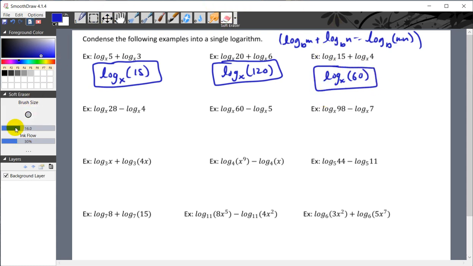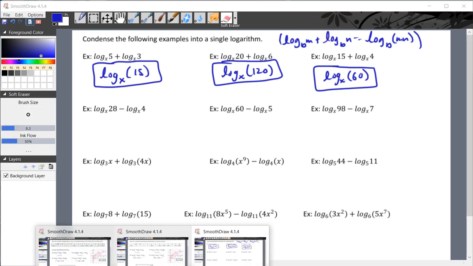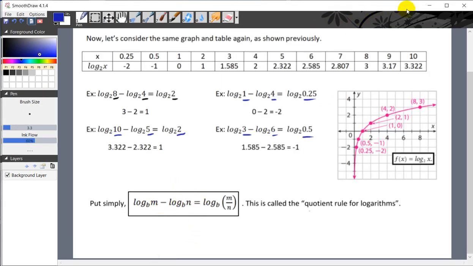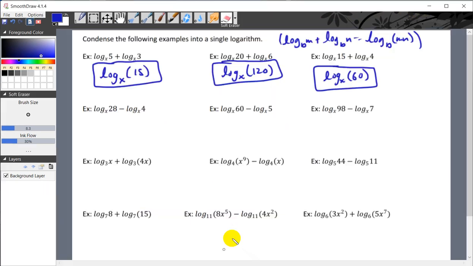Okay, so remember what I mentioned earlier. Now, if there's a minus sign, this rule changes. So I'm going to change this to a minus sign. This rule changes, and instead of m times n, this is going to be m divided by n. So this one, we take log base x, and this is 28 divided by 4. 28 divided by 4 is 7. So log base x of 7.